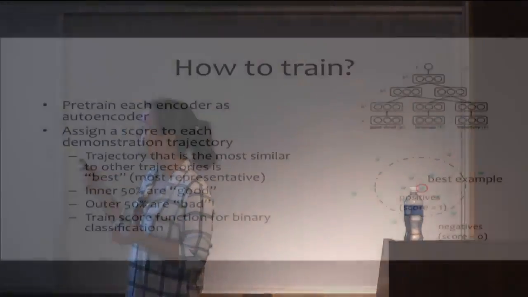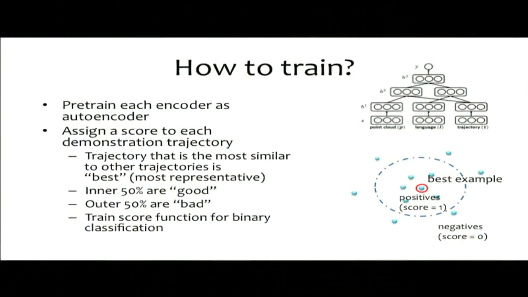Cool. So how do you train this? There are 3 inputs to the network: the point cloud, the language instruction, and the trajectory. They pre-trained each of these encoders using an autoencoder. For example, with the point cloud, they trained a network to take an input point cloud and be able to reconstruct the point cloud. And then they threw away the decoder of that autoencoder and initialized the parameters of that encoder using the encoder of the autoencoder.